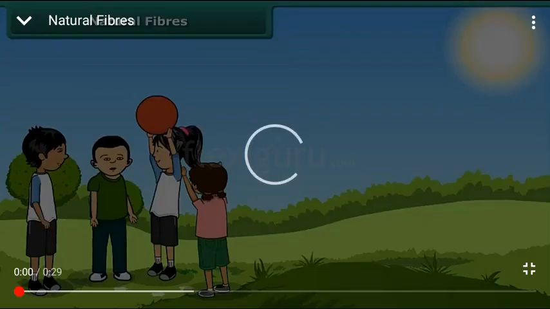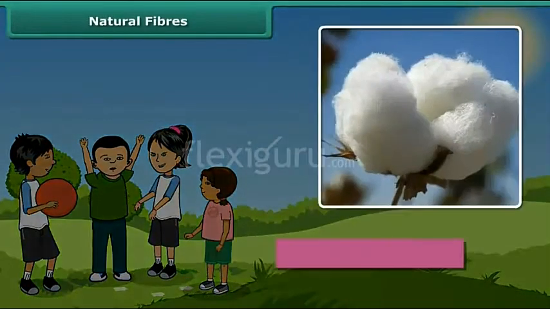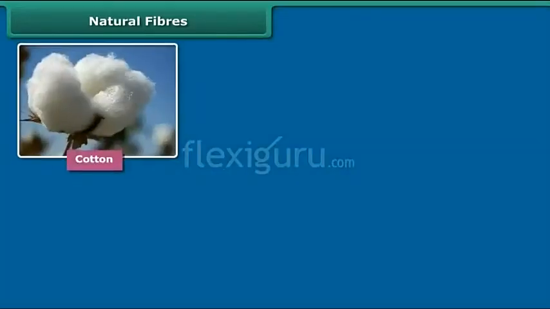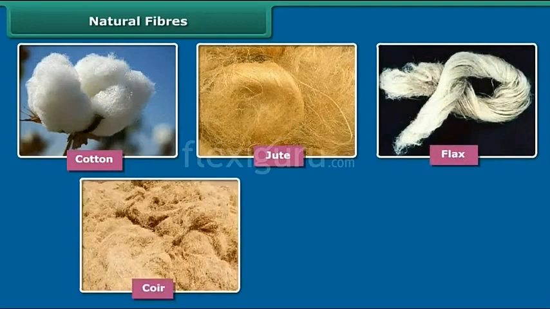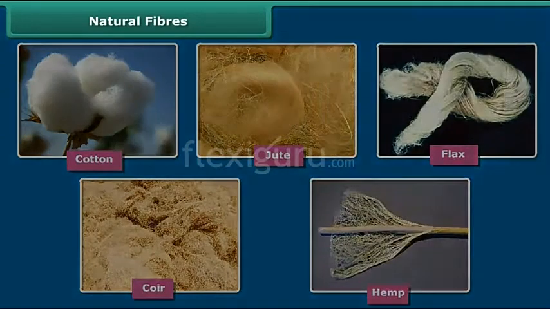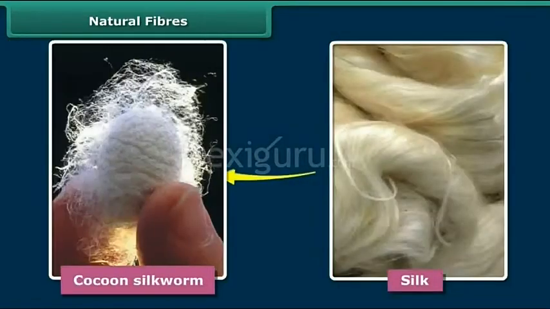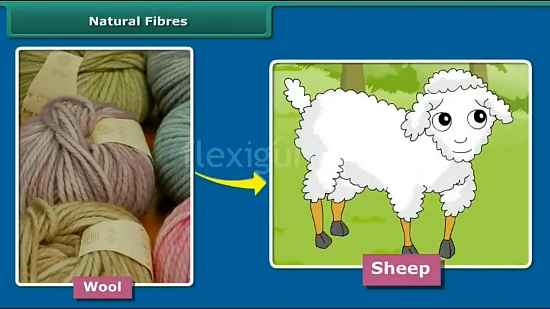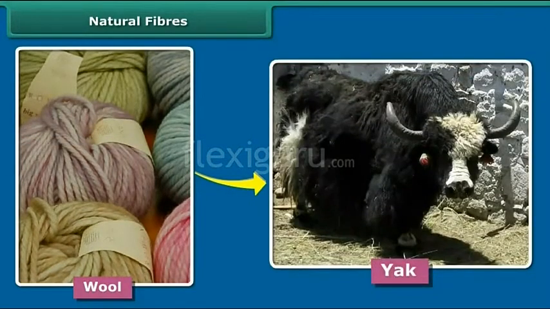And yes, you can see the fibers are of two types. One is natural fiber and the next is artificial fiber. What are the different kinds of natural fiber? Cotton, jute, flax, coir, hemp. All these are natural fibers. Why are they natural? Because they are obtained from the plants. Cocoon silkworm, wool is obtained from sheep, from goat, from rabbit, from yak, or of course from camel.